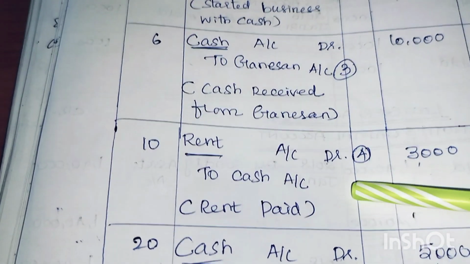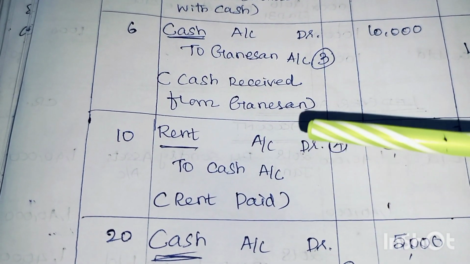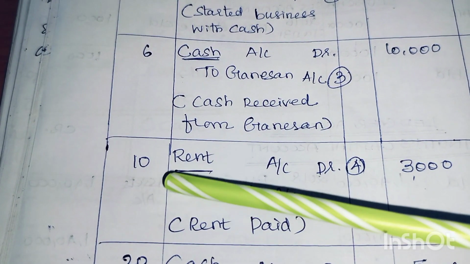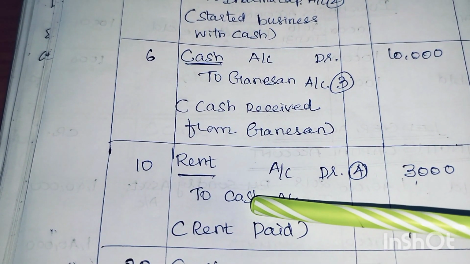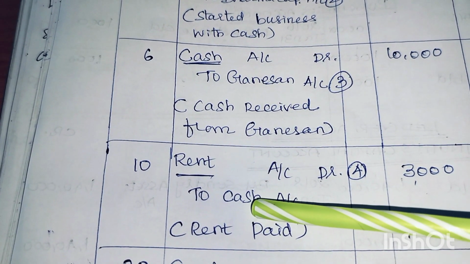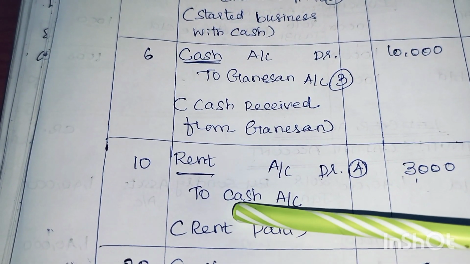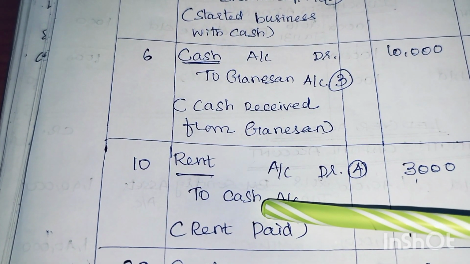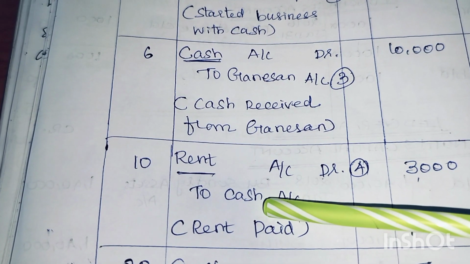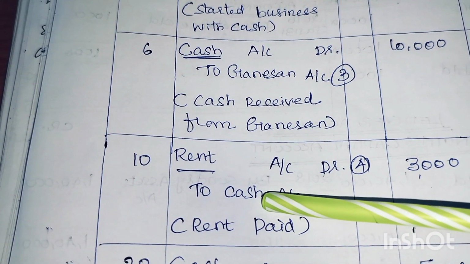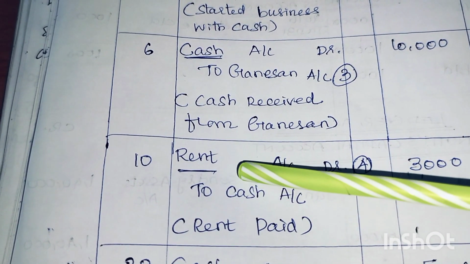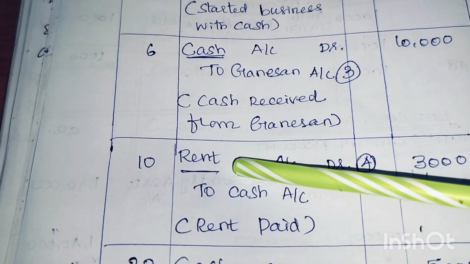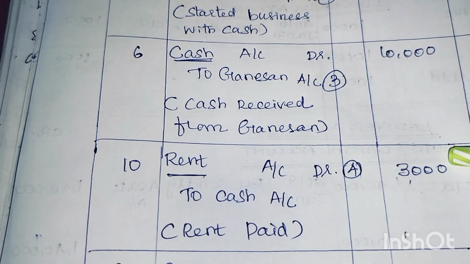We come to the next transaction. Do any cash transactions occur here? Yes. On August 10, a cash transaction occurred. Okay. Which side is cash on? Cash is on credit side. So what do we do? We go to credit side on ledger account. What is the opposite account from the cash account? Rent account is the opposite account from the cash account. So how much rupees? 3,000 rupees.